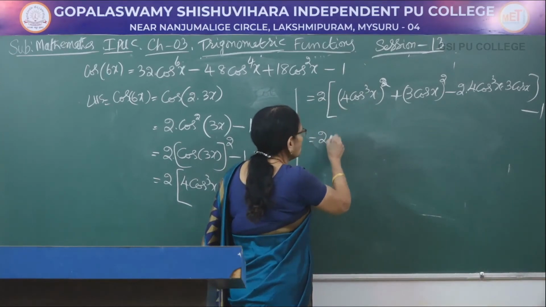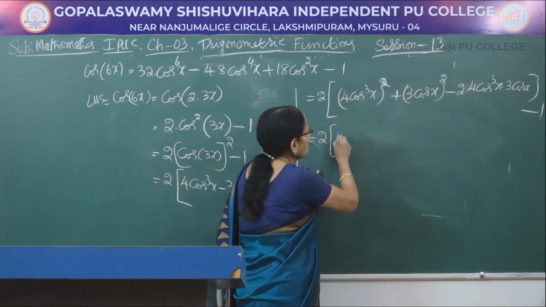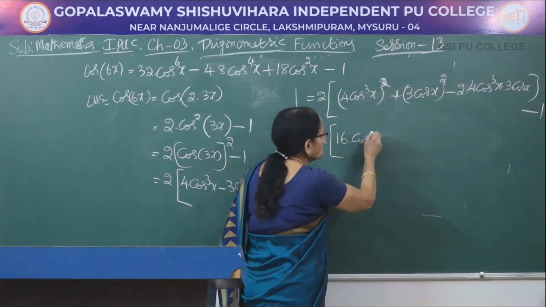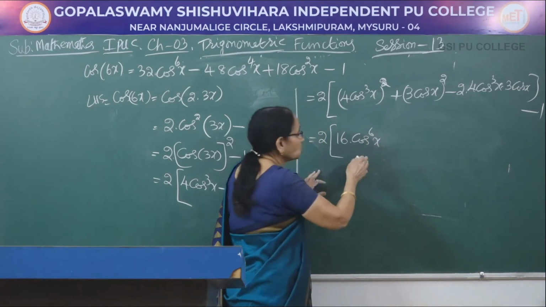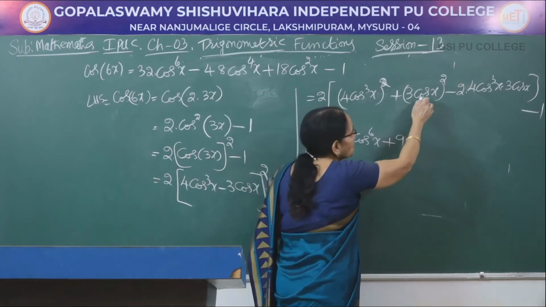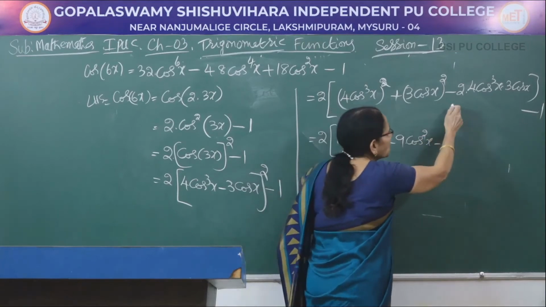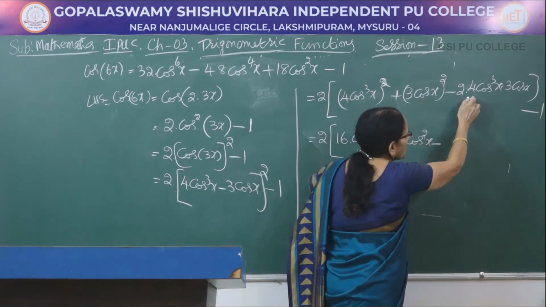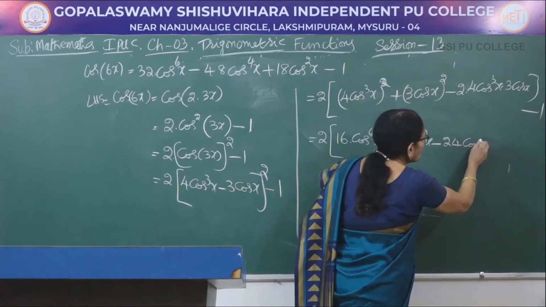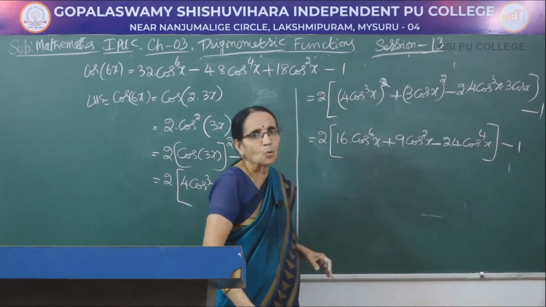Now first let me simplify inside the bracket, then finally multiply by 2. 4 square is 16, cos cube the whole square, 3 2s are 6, therefore it becomes cos to the power 6x, plus 3 square, that is 9, cos x whole square means cos square x, minus 2 into 4 into 3, 2 4s are 8, 8 3s are 24, cos cube into cos, it becomes cos to the power 4x. Close the bracket, then write the number 1.